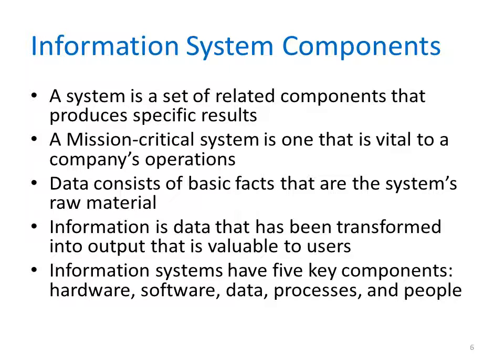What I want to key in on here is that information systems have 5 key components. These are hardware, software, data, processes, and people. Hardware you're familiar with. That would be the physical layer of the information system. Servers, computers, network infrastructure, mobile devices, all of those things. The software is a software system. You have both application software and enterprise applications that we're going to be concerned with during much of this course.